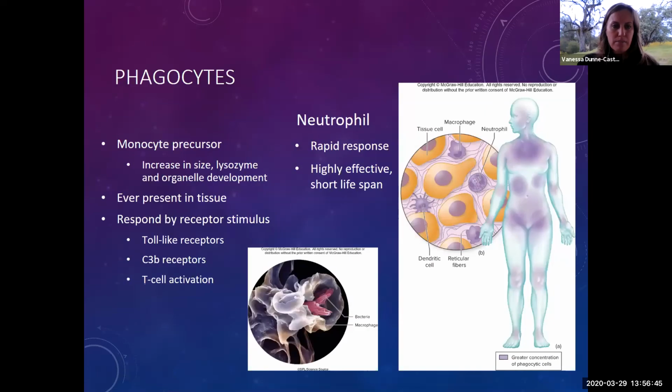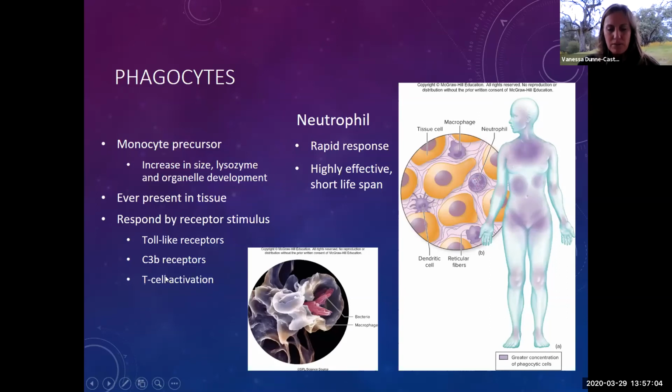These, as mentioned, the primary phagocytes we have are these neutrophils. If you look at this picture, the neutrophils are granulocytes. Macrophages, dendritic cells can also be found in tissue, but usually in the blood they occur as monocytes, as you see over here. These all will respond or react with these receptor stimuli.